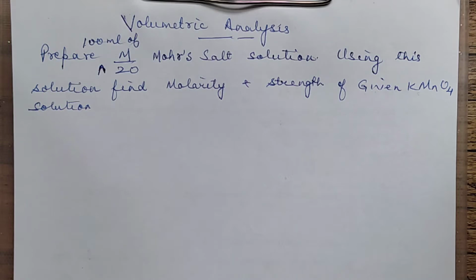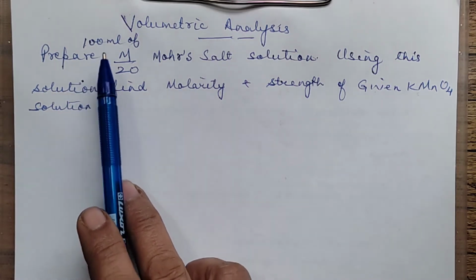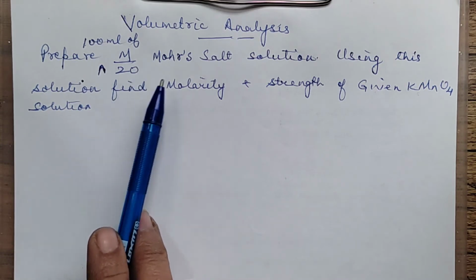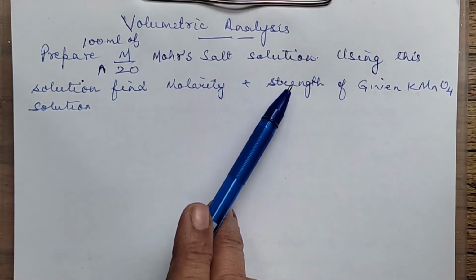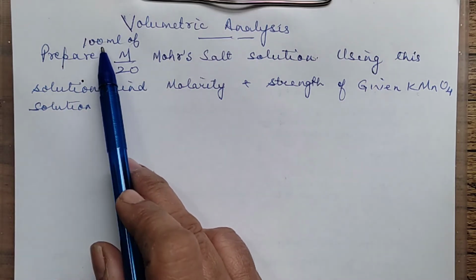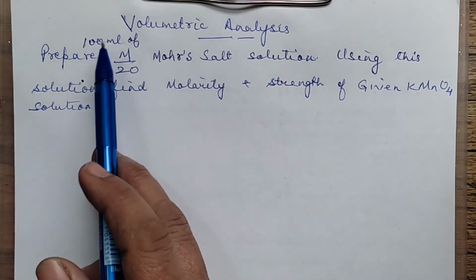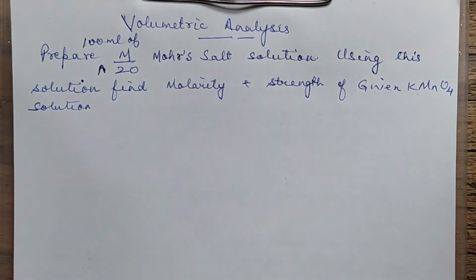be going wrong. So the question, suppose it's given like this: prepare 100 ml of M/20 Mohr salt solution, and using this solution you have to find the strength and molarity of the given KMnO4 solution. Now, first thing is, it's not necessarily always 100 ml, maybe 200 ml, 250 ml. Accordingly, you will change the volume. Instead of M/20, it could be M/10 or M/40, that can also be changed as per the molarity formula.